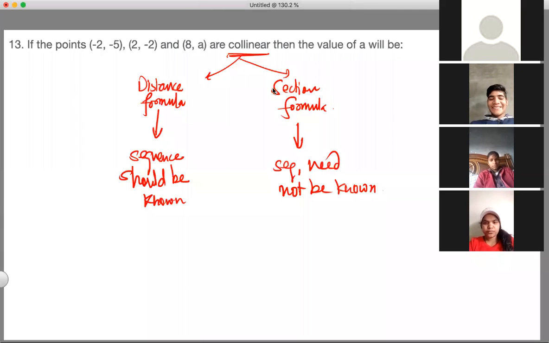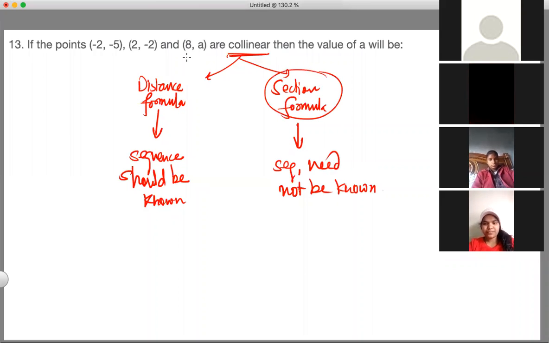ओके सर. ओके, सो सीक्वेंस शुड बी नोन एंड सीक्वेंस नीड नॉट बी नोन. तो सेक्शन फॉर्मूला ज्यादा वर्सेटाइल है. अब क्वेश्चन मेरा आप लोगों से पहला ये है कि क्या आप इस वाले क्वेश्चन में डिस्टेंस फॉर्मूला यूज कर सकते हैं? इज द सीक्वेंस नोन इन दिस फॉर्म, इन दिस क्वेश्चन?